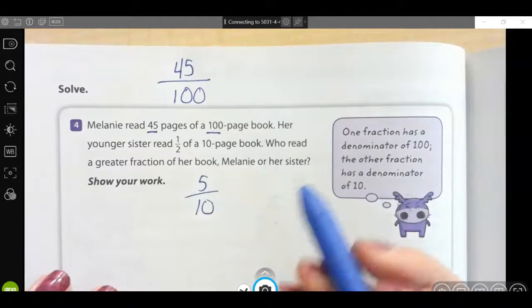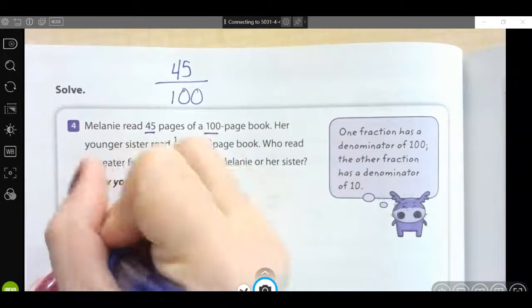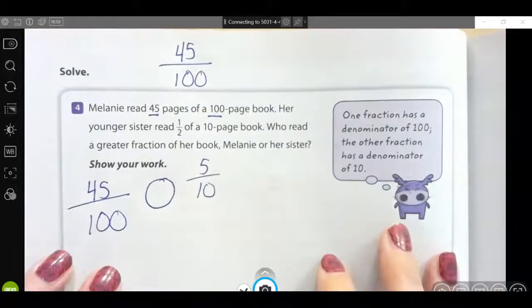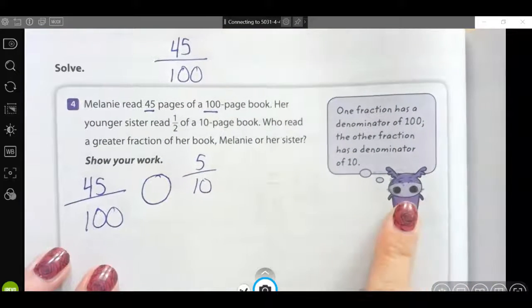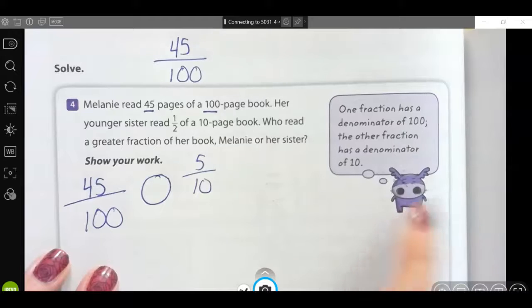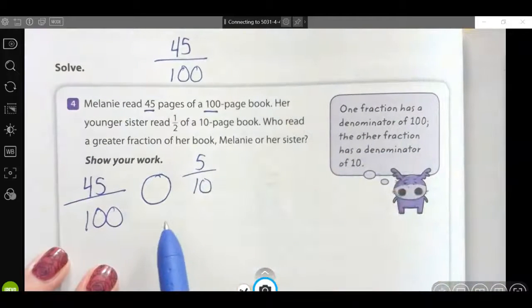So who read the greater fraction? So we have to compare. We have 45 100ths, and we're comparing that to 5/10. What is the little monster telling us we need to do? One fraction has a denominator of 100. The other fraction has a denominator of 10. Good job, Colt. So what do we have to do? Compare them by making common denominators. Which one are we going to change?